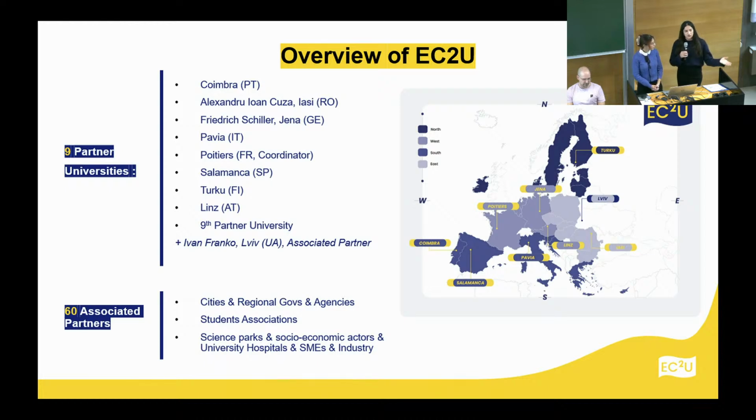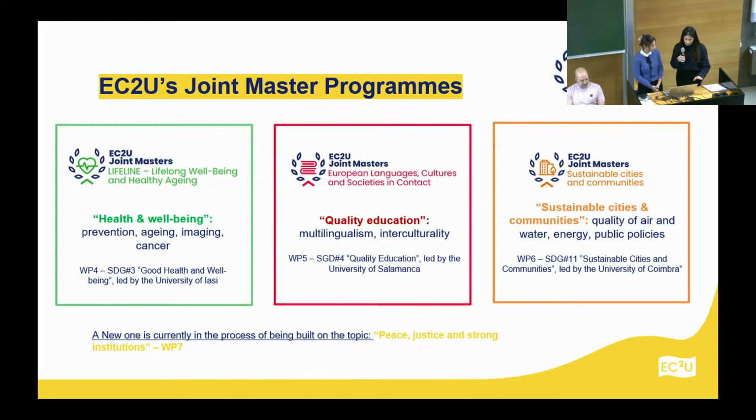So EC2U is a virtual campus which connects different universities, and there are also other associated partners or stakeholders such as cities, regional governments, or agencies. Also, different student associations are part of EC2U, and also different science parks and socio-economic actors. So EC2U does not only have events, but there are also the EC2U joint master's programs, which JKU is also focusing on. So there are a lot of very exciting opportunities that you might want to consider once you're done with the JKU.